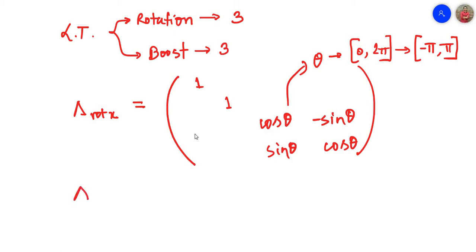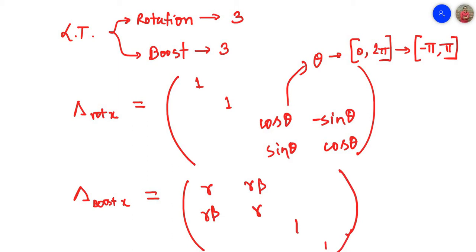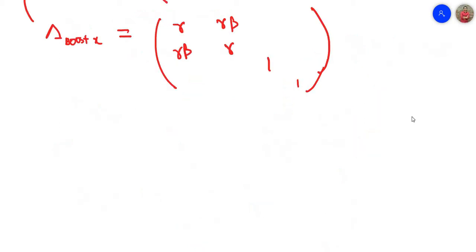Now, the way we have written our representation of boosts is as follows. So boosts along the x direction, let's just say, was written as gamma, gamma beta, gamma beta, and gamma, 1 in the rest of the diagonal entries, and 0 in the rest of the places. And then we want to ask ourselves the question whether it is possible to write the representation of boost matrix in an analogous way that we have written the representation of the rotation matrix. And the answer is yes.